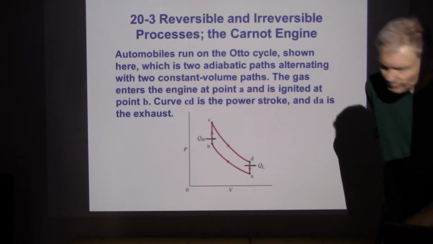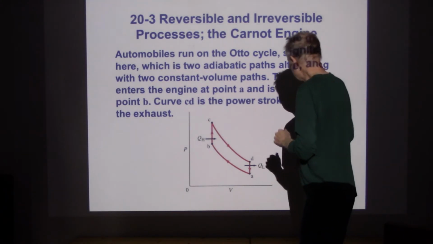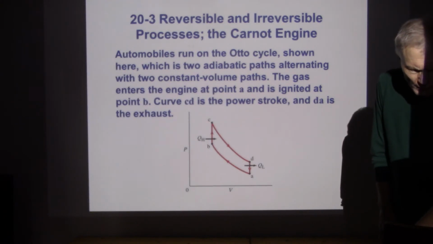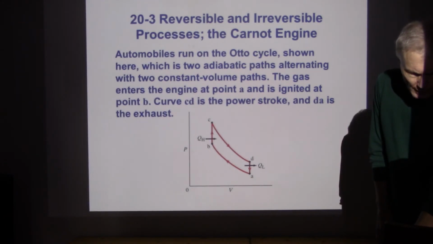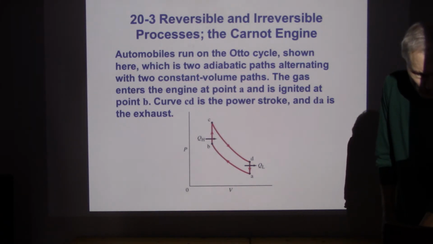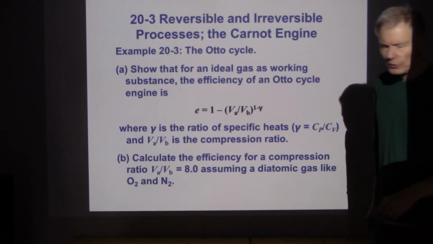Actually, usually this is a four-stroke engine instead of two, but we're not going to worry about that. CD is the power stroke. DA, we're going to say, is the exhaust. That seems fine. So let's take a look at this.